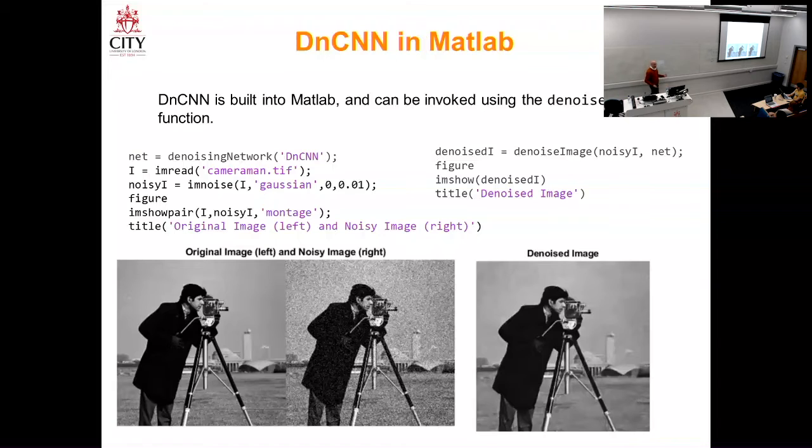So you can actually do DnCNN in MATLAB. In fact, it's built into MATLAB. It's invoked using this function called denoiseImage. Okay. So in order to use this, you're going to want to first load a neural network, and that's here. net equals denoisingNetwork('DnCNN'). Once you've done that, then you can apply it to an image. Here we're adding some noise to an image and then denoising it using the DnCNN approach. And here's what you get. Okay, so you can do this. It's in MATLAB. It's super easy. Okay, any questions with that?